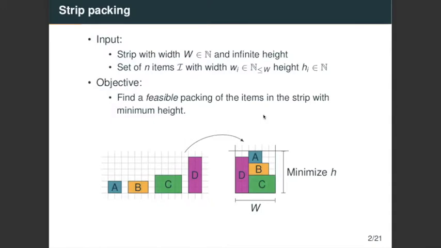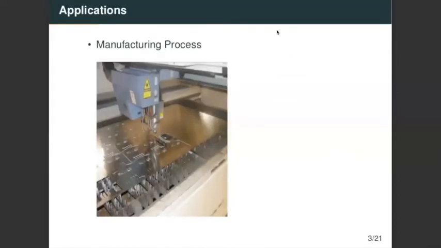The objective is to find the feasible packing, or shortly packing, of the items in the strip with minimum height. By a packing of the items inside the strip, we mean a placement of the items inside the strip such that they don't intersect. And the goal is to minimize this value h. This indeed has many applications.